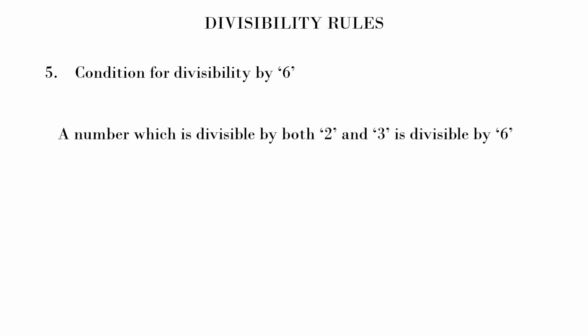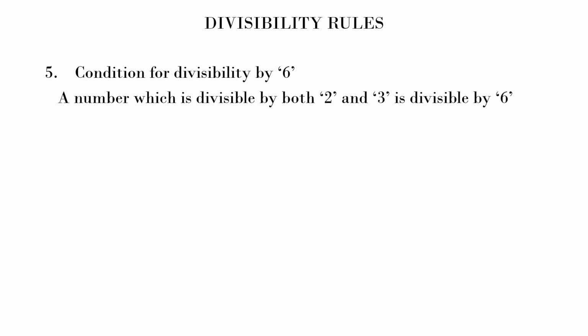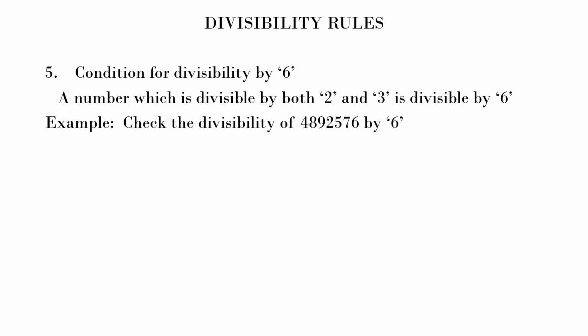So here for 6, we have to check the divisibility of a number by both 2 and 3, because 2 into 3 is 6. The factors for 6 are 1, 2, 3 and 6. Leave 1 and 6. Now 2 and 3 are the factors. So a number which is divisible by both 2 and 3 is also divisible by 6. Suppose a number is divisible by 2 and not by 3, or vice versa, then that number is not divisible by 6. Now let us check this example.